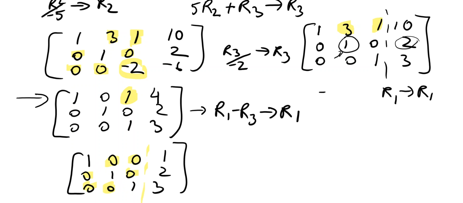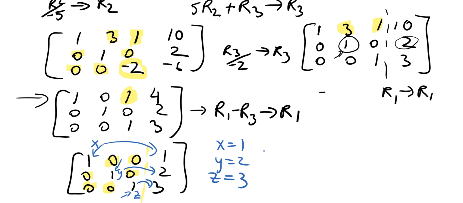So basically, this gives me the answer to the solution, because this one is for x, this one is for y, and this one is for z. So this tells you that x has to be equal 1. This tells you that y equals 2. And this tells you that z equals 3. So this is the solution to the system.